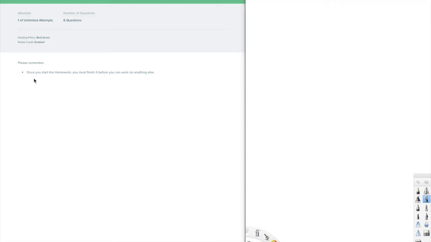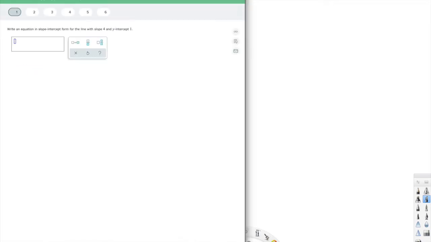Down here it says, please remember once you start your homework, you must finish it before you can work on anything else. That means once I click start, in the bottom right corner, I will see a submit assignment button. It's not on my teacher preview here, but it is on your student screen. This is how you finish an assignment.